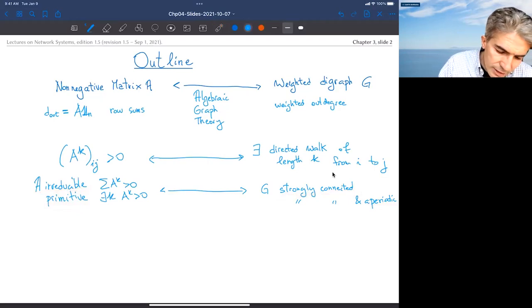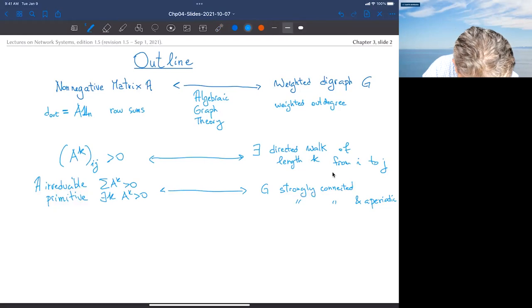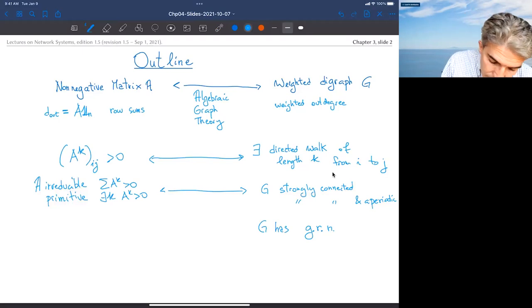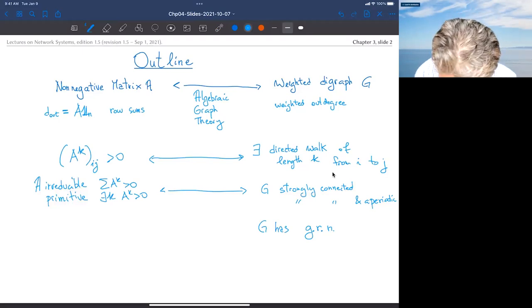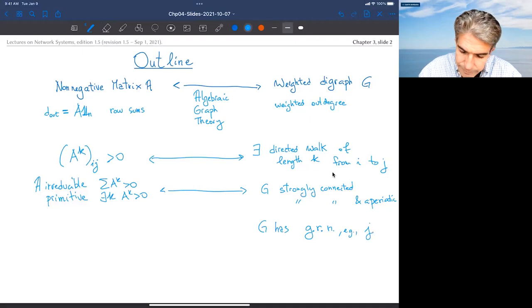Perfect. There will be also another, if you remember, in the discussions of all of the connectivity properties of graph, there's also the possibility that the graph G has a globally reachable node, I'm going to write this GRN. So the graph may have a globally reachable node, that is to say a node such that from all other nodes in the graph, there exists a directed path to that particular node, right? Which is globally reachable from everywhere. So the name is relatively self-explanatory. And let's imagine that node is node j, for example, without loss of generality. The node j is globally reachable.